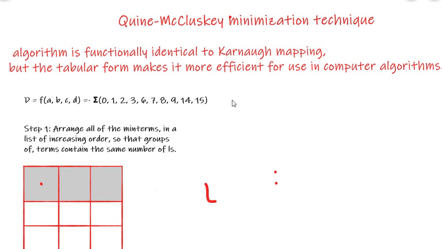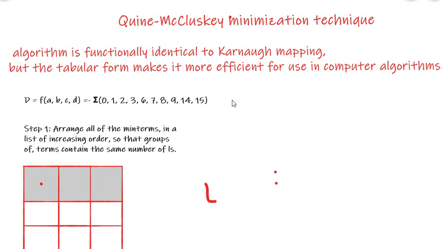Hi everyone, today we will discuss the Quine-McCluskey minimization technique. It is an algorithm which is identical to the K-map. What we do in the K-map, simplifying a particular Boolean expression, the same thing we do in Quine-McCluskey also. But what is the difference here? Here we are using the tabular method and it is efficient for computer algorithms.